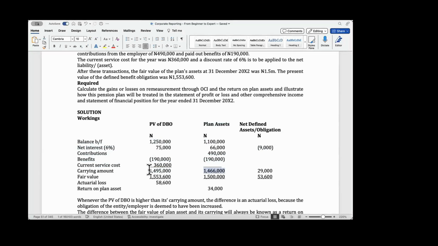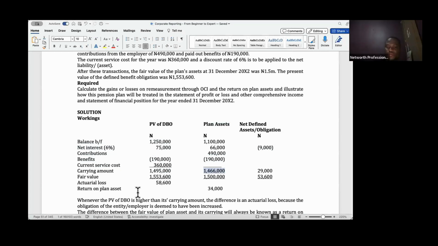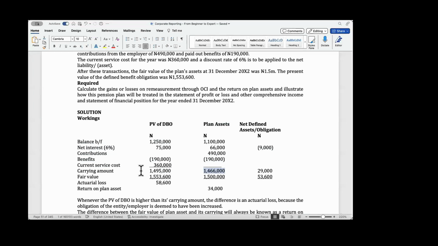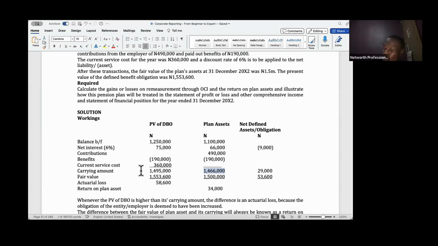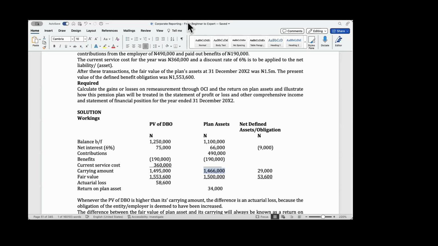Sorry, sir, I have a question, please. Okay, please ask. Sir, why did we deduct the benefits from the plan assets? The 196,000. Okay, so that I can help you better, do you think we should add it? Yes, I was thinking we'll add it since we are also lessening it from the obligation. So I was thinking it will increase the plan assets.